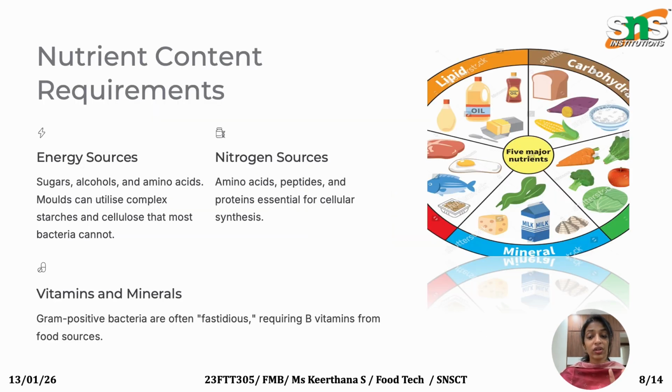Then we have the nutrient content. Microorganisms need sugars and amino acids for energy, nitrogen for growth, vitamins and minerals. So foods that are rich in nutrients like milk, meat, and cooked rice become microbial buffets.